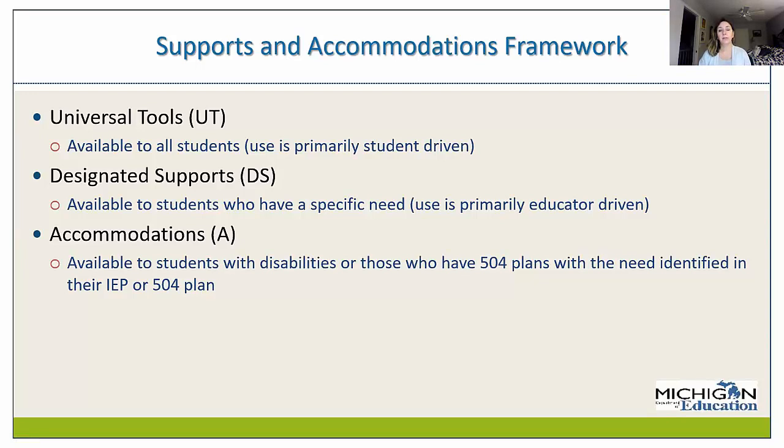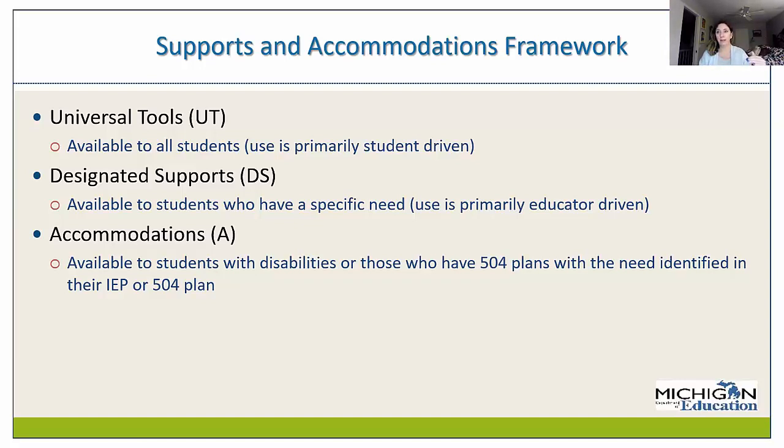If you're not already aware of the framework itself, the terms that we use to talk about our supports and accommodations are as follows. We have a category of tools called universal tools. These are things that are going to be available to all students, and the use of those universal tools is primarily student-driven. An example of this would be a highlighter. So a student would have access to an embedded highlighter, let's say within an online testing platform, and the decision to use that highlighter is totally dependent on whether or not the student wants to use it.